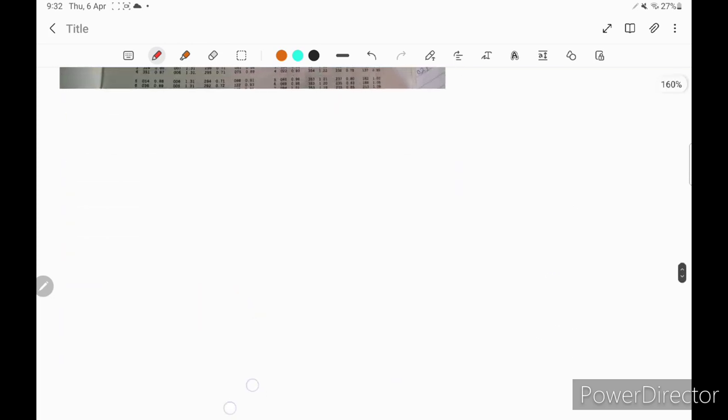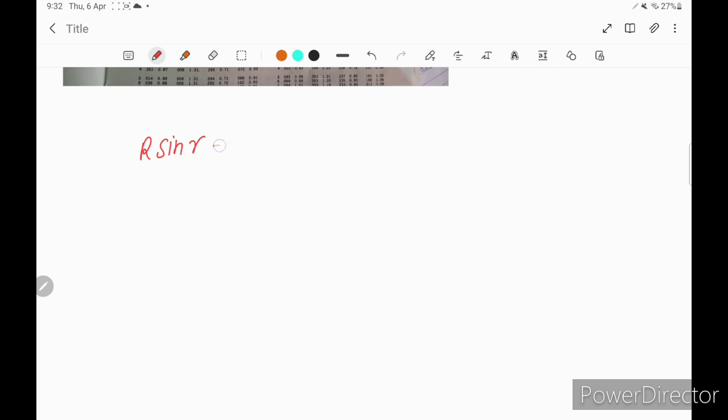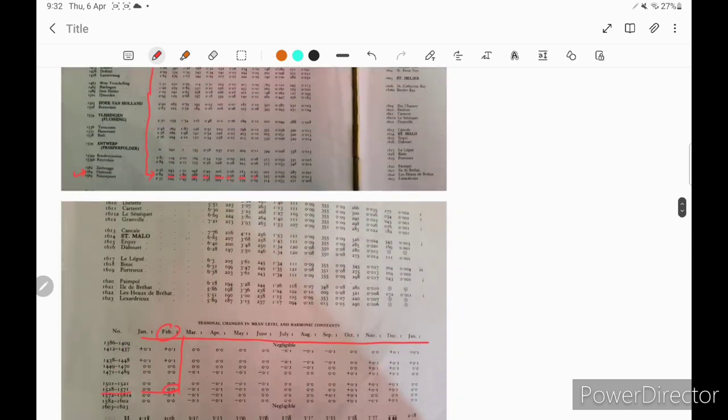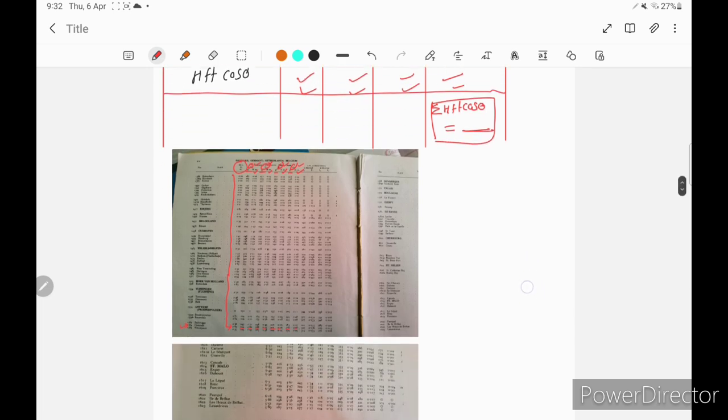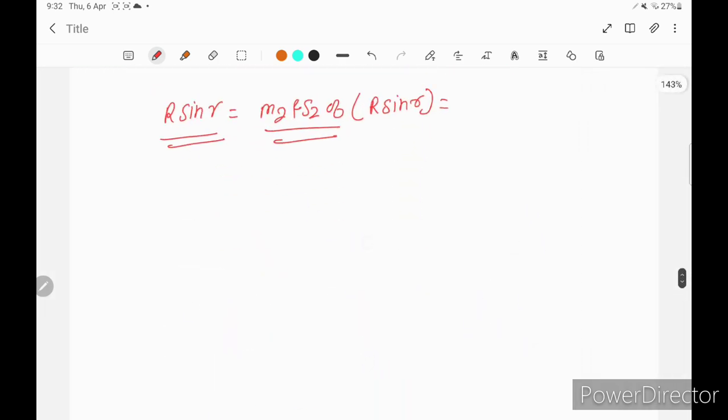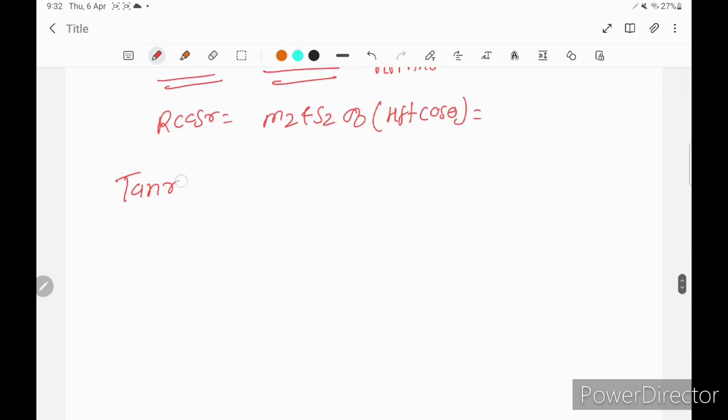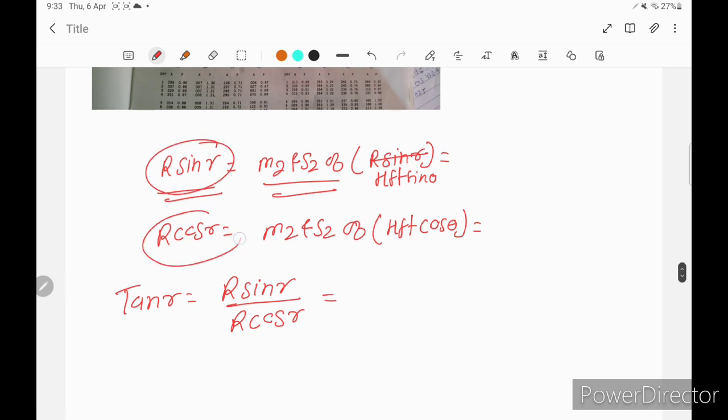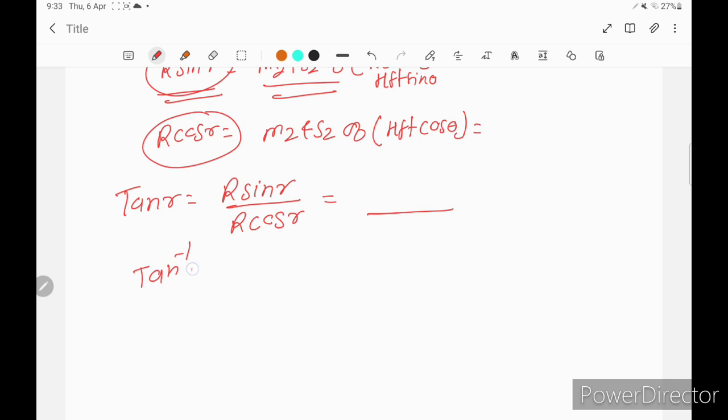Now the calculation part. First we calculate R sine r, which is equal to the sum for M2 and S2 of HFT sine theta. You add these two values and you will get the R sine r value for M2 and S2. Similarly R cos r for M2 and S2 is the sum of HFT cos theta values. Now you will calculate tan r, which is equal to R sine r divided by R cos r. Whatever values you have for R sine r and R cos r, you take the tan inverse, so you will get the value of r.